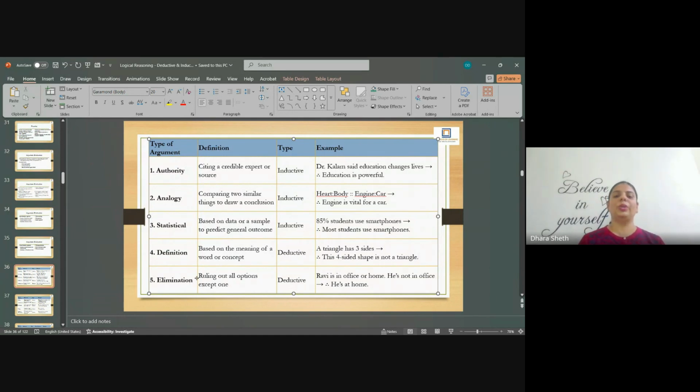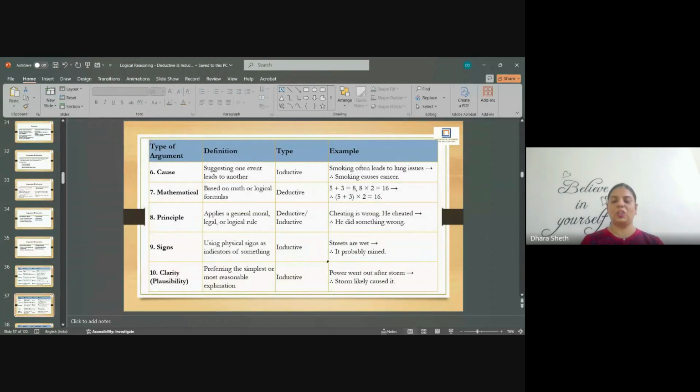Elimination: ruling out all options except one. This is also called deductive argument. Ravi is in office or home. If he is not in office, then he is at home. That's the conclusion. Clear with these 5 types of argument? We have more to go. Clear? Okay.